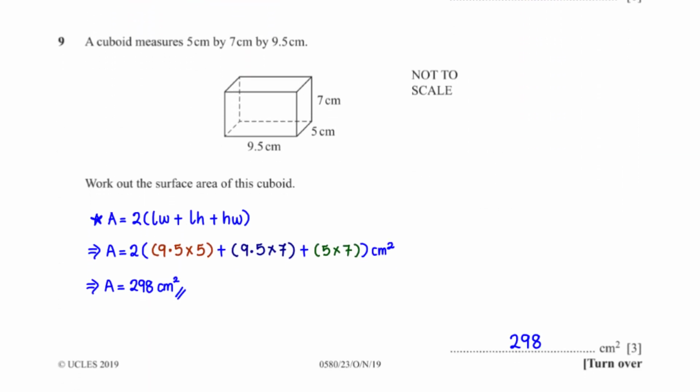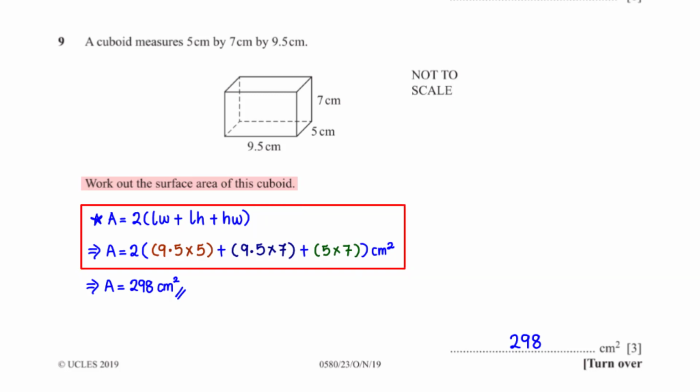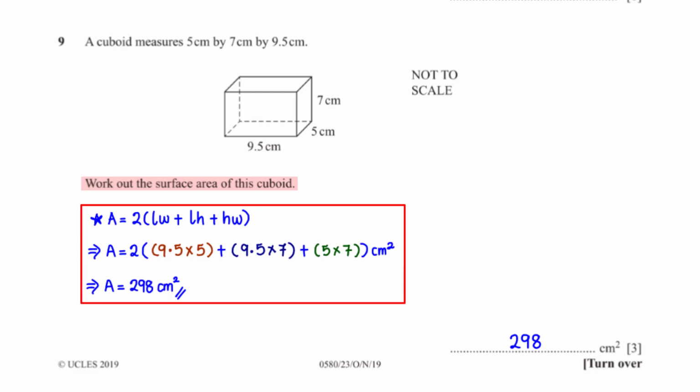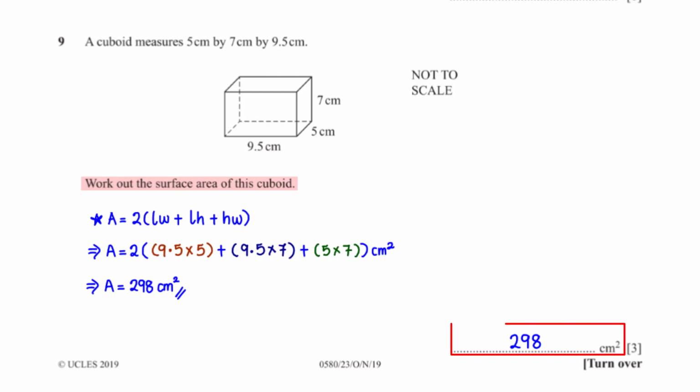A cuboid measures 5 cm by 7 cm by 9.5 cm. Work out the surface area of this cuboid. This is the formula for the surface area of a cuboid. We've been given the values L, W, and H of the cuboid, and so all we need to do is plug in these values into the formula. This gives us 298 centimeters squared.